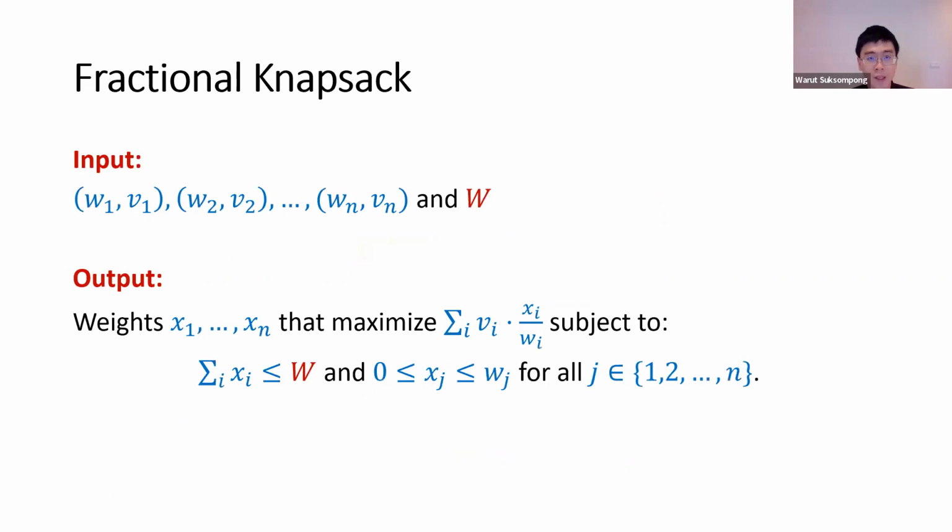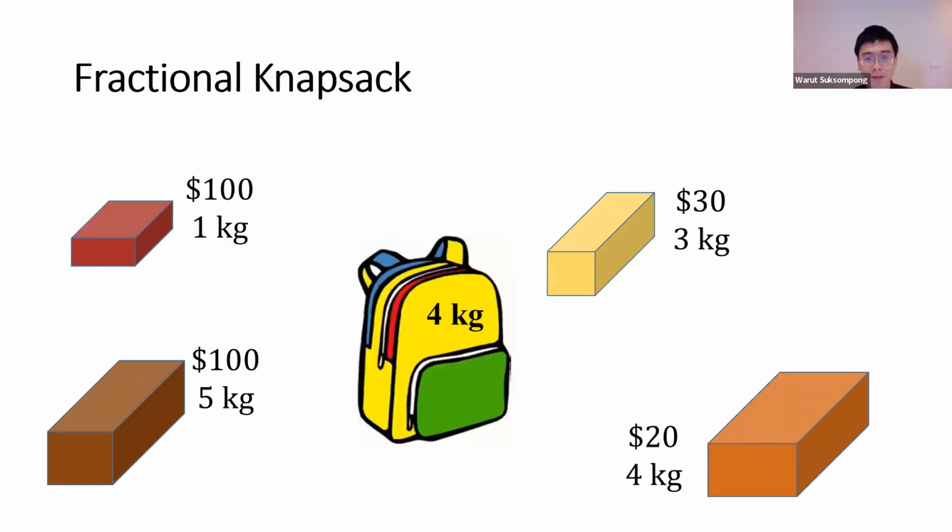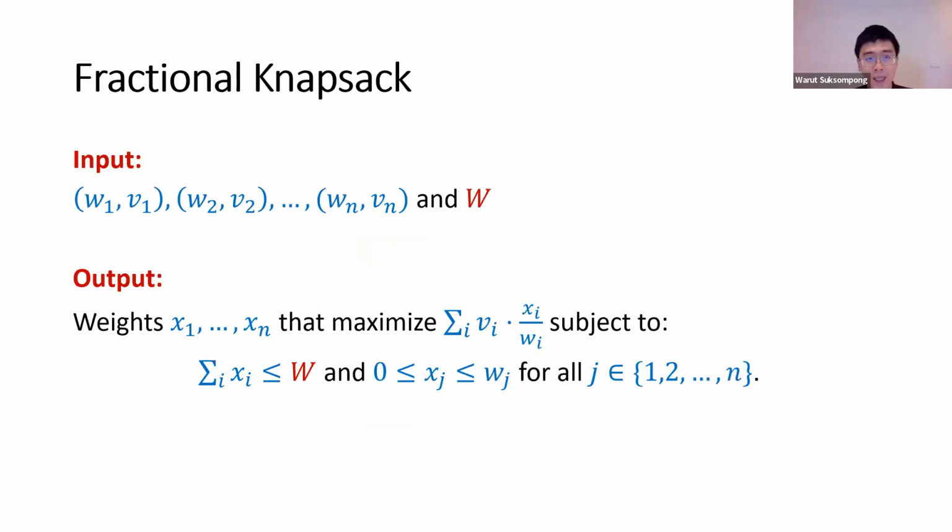Okay, and the goal is again that we want to maximize the value that fits in the knapsack. So the input is the same as for the original knapsack: w1, v1, that's the weight and value of item 1, and so on up to item n, and then capital W, that's the capacity of the knapsack. And we want to output now x1 through xn, that's how much of each item you choose to include in the knapsack. And you want to maximize the total value, right?